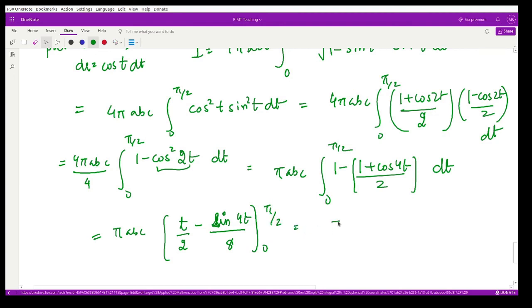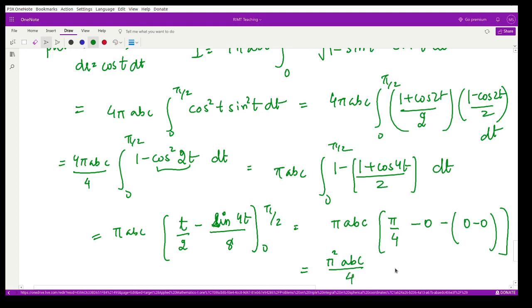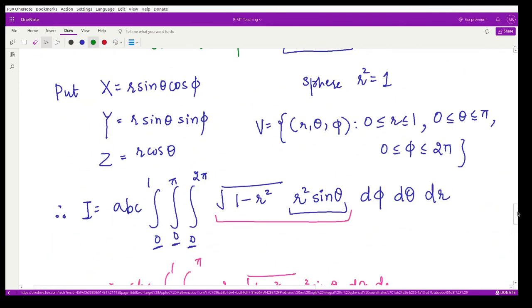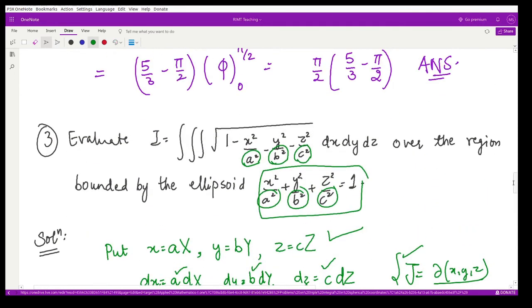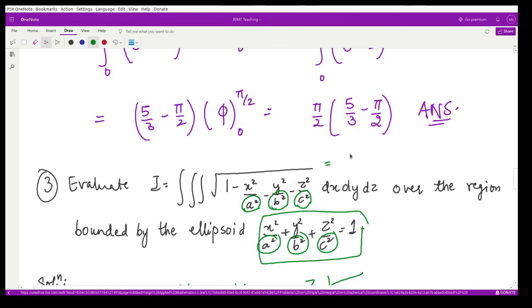So this is equal to pi ABC. Instead of t, we will write pi by 2. So we have pi by 4 here. And when you substitute pi by 2 here, this would be sine 2 pi. So this would be 0. And then when you substitute the lower limit, this would be 0 minus 0. So that means we are finally left with pi square ABC divided by 4. So this is the answer corresponding to this particular question. So the value of the triple integral is equal to pi square ABC divided by 4.